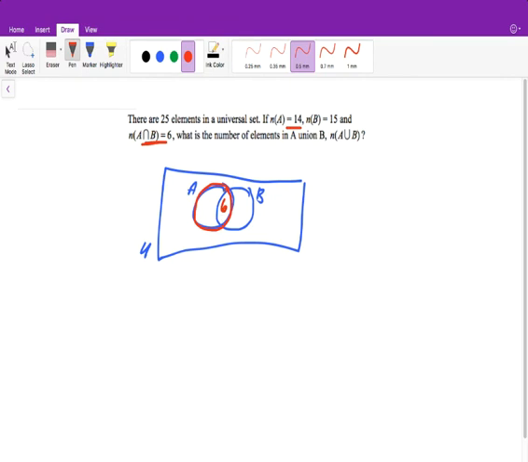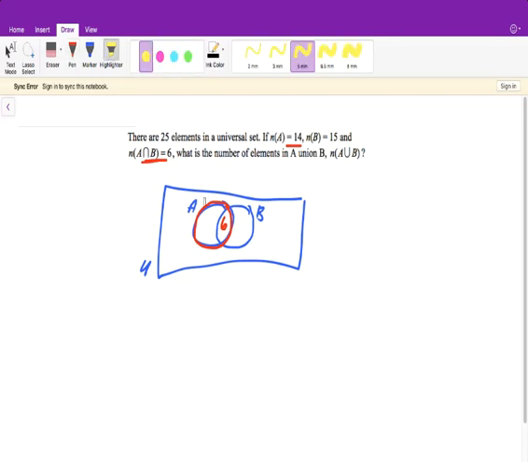So to find out the remaining part that's in this part of our circle A, we would then need to say, well, there's 14 total elements. We've already figured out 6 of them go in the middle. So 14 minus 6 is equal to 8. So that means there are 8 elements here that are just in set A. And then for set B, we have 15, but that 15 is including everything that is in this entire circle. Let me just draw this again, see if I can match up the circle that we actually have.